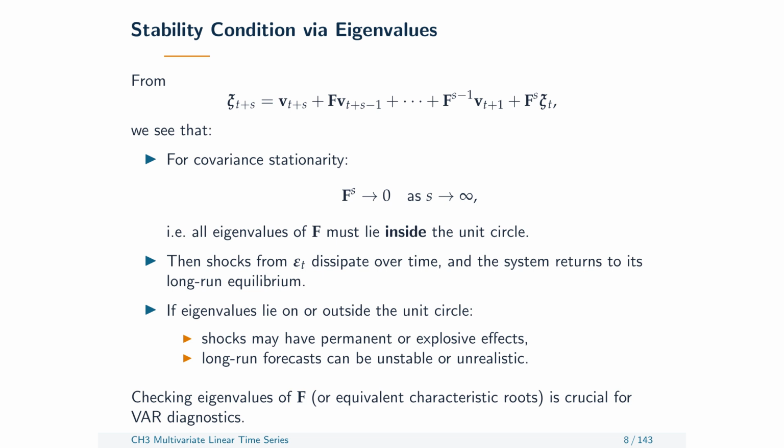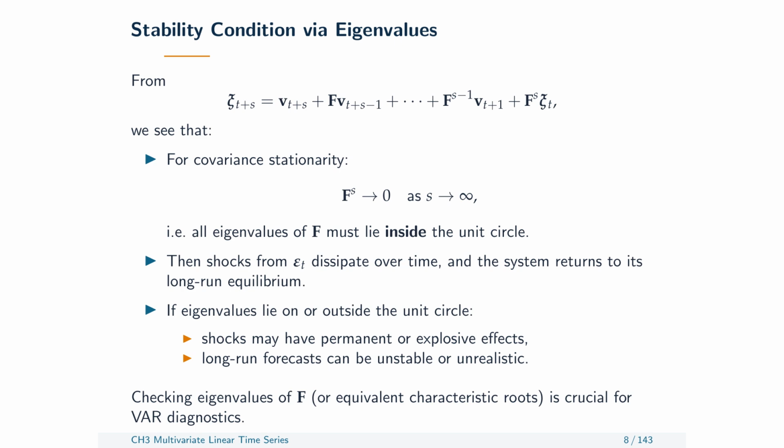Iterating it separates future innovations from the initial state. Stability requires every eigenvalue of the companion matrix to lie strictly inside the unit circle. Then powers of that matrix vanish, shocks dissipate, and long horizon forecasts return toward the unconditional mean.